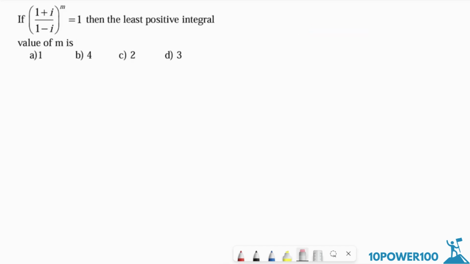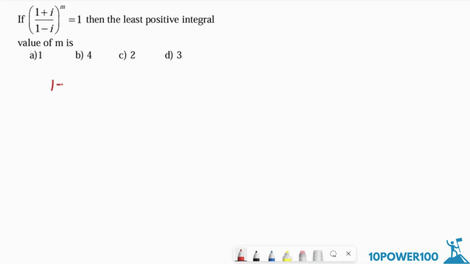Next question. If 1 plus i divided by 1 minus i, the whole power m, is equal to 1, then the least positive integral value of m is. It's a very simple sum, and this topic belongs to complex numbers. Let's find out the a plus ib form of 1 plus i by 1 minus i.